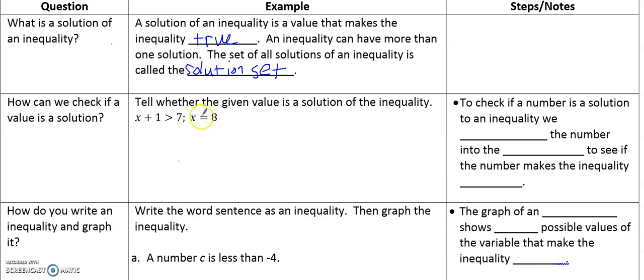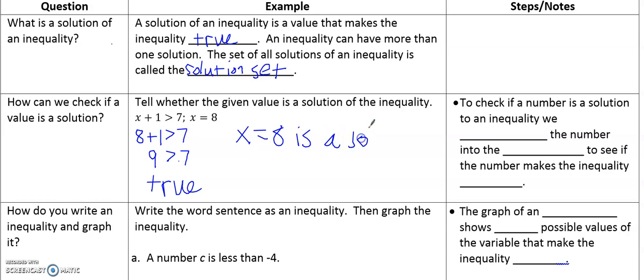Well, if x and 8 are the same thing, that means we could substitute 8 in for x. So I'm going to put an 8 where x was, plus 1, and we're checking if that's greater than 7. 8 plus 1 evaluated using order of operations, you get 9 is greater than 7. Is that true? It's true. So x equals 8 is a solution. So x equals 8 is a solution.